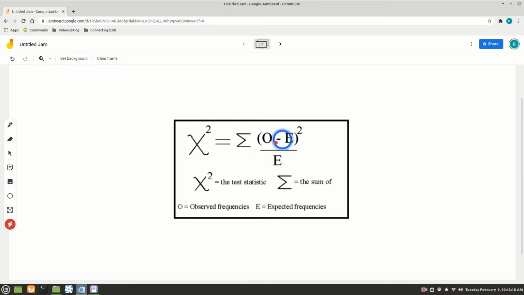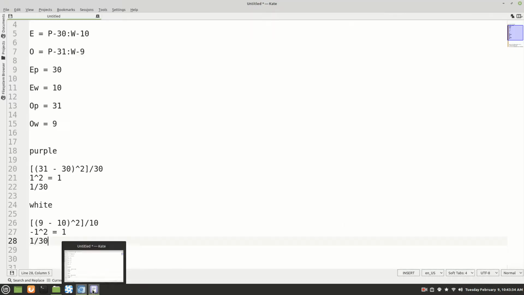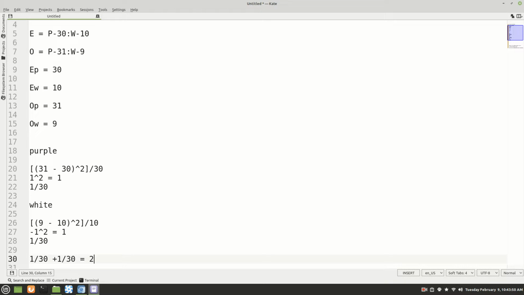All right, so we've done this twice now. We've run this for purple, we've run it for white, and we found the answer to this little equation. This says take those two answers and add them together. So that means in summation we go 1 over 30, plus 1 over 30, and that's of course going to equal 2 over 30, and that's going to equal 1 divided by 15.